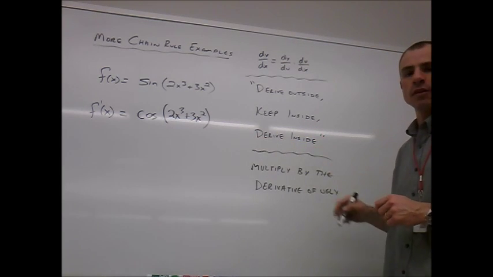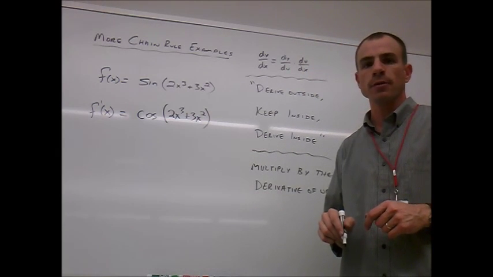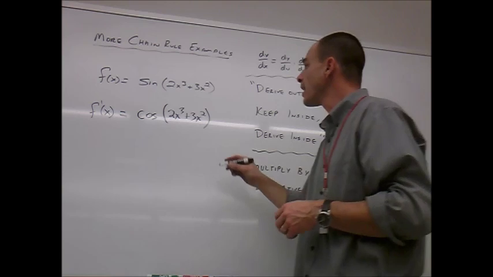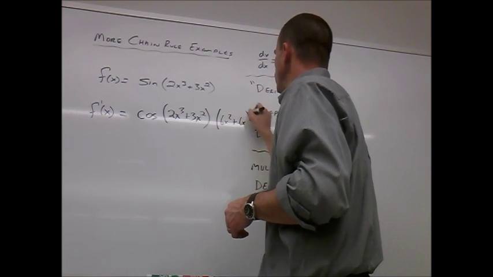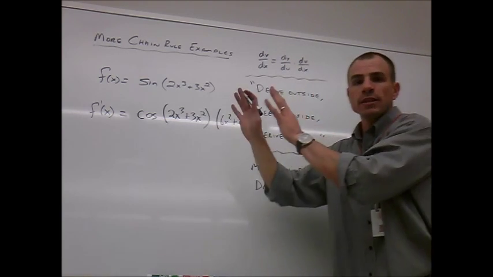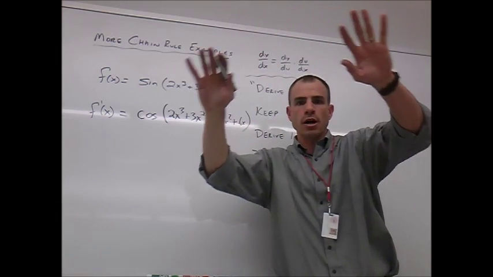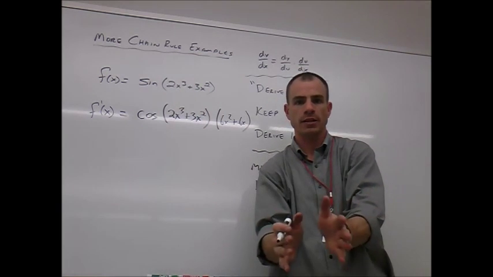Now it's time to derive the inside. What would be the derivative of 2x cubed plus 3x squared? It would be 6x squared plus 6x. And we're done. We would get the exact same answer if we broke this apart into u of x and y of u and then brought it back together.